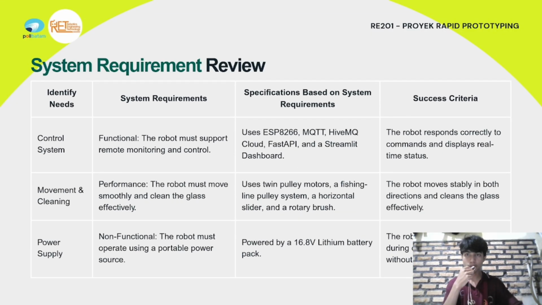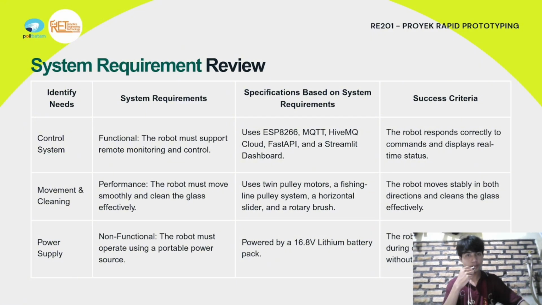And now I will explain about the system requirement review. First, identify needs. We have control system, movement and cleaning, and power supply. In system requirement, we have functional: the robot must support remote monitoring and control. Performance: the robot must move smoothly and clean the glass effectively. And non-functional: the robot must operate using a portable power source.